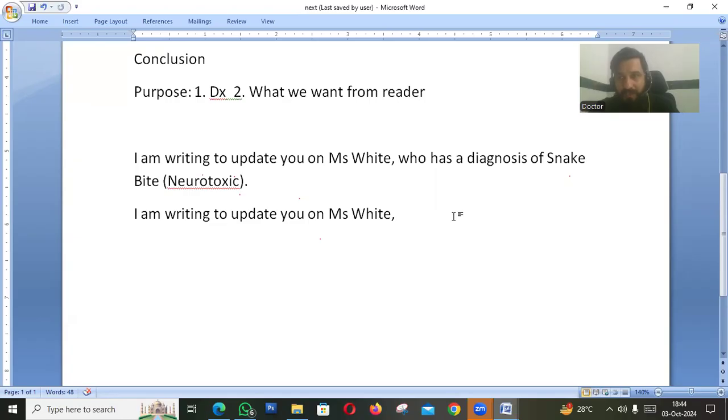Can anybody tell me what I like here? Mostly whose signs and symptoms are suggestive of, whose signs and symptoms are consistent with. This type of language mostly we write for referral letters, when you are sending this patient to another doctor, a specialist, for the treatment. And this is a discharge letter, second sentence, not the first sentence.